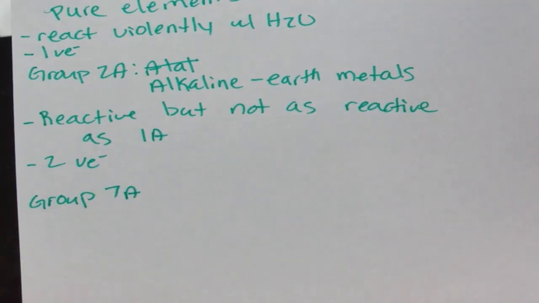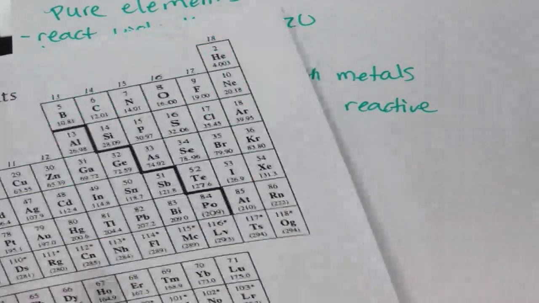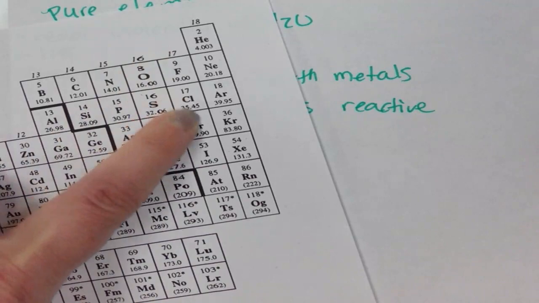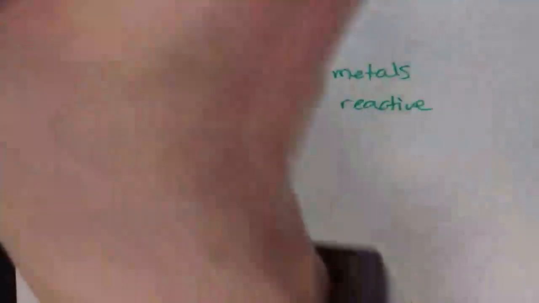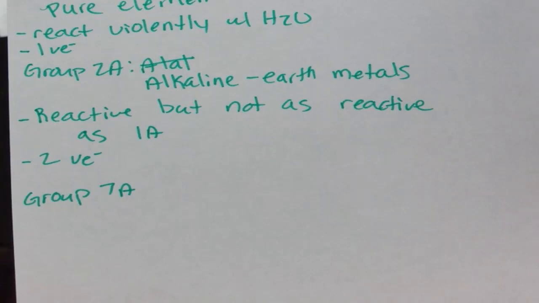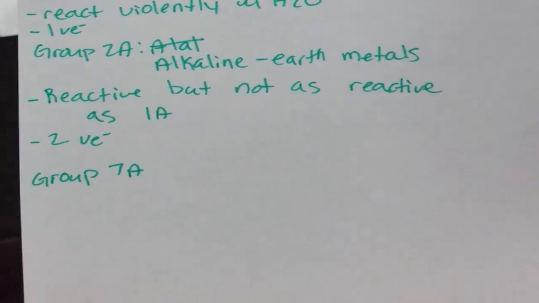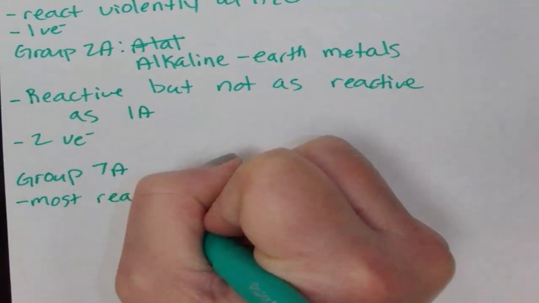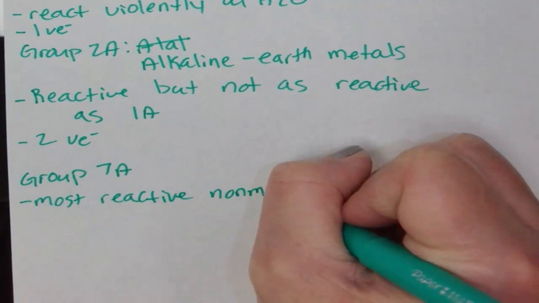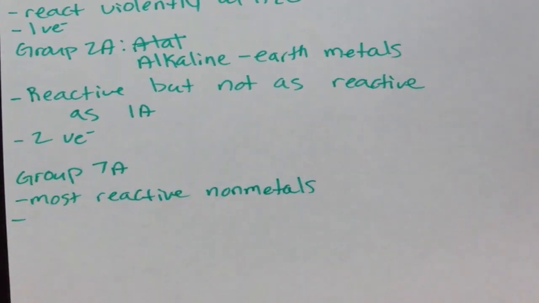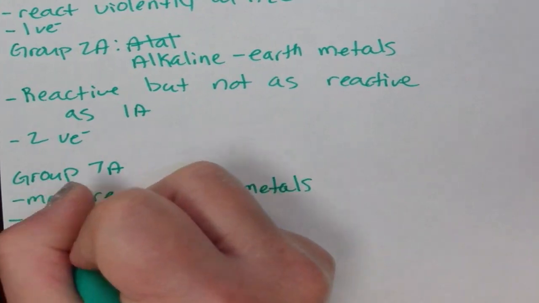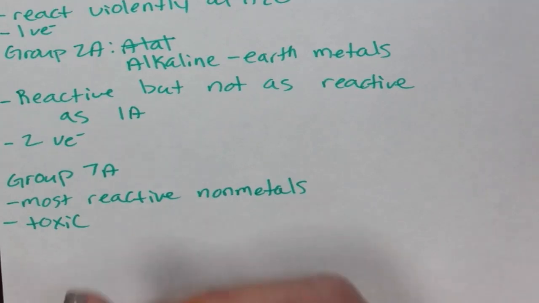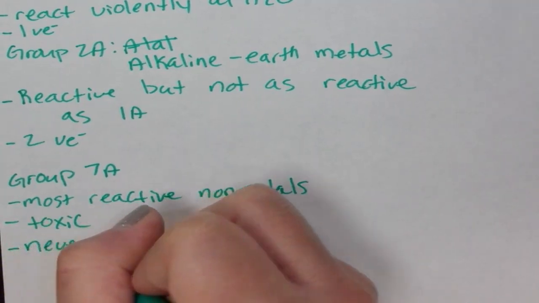Let's look at group 7A. What do we know about group 7A? Here's group 7A, also called group 17 sometimes. All right, fluorine, chlorine, bromine, iodine, that whole group. Group 7A. They are the most reactive nonmetals. They are toxic when by themselves. They are never found as pure elements, though.